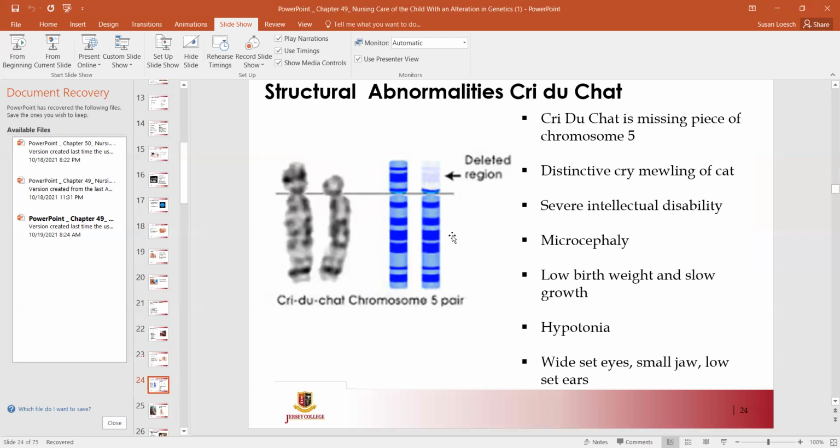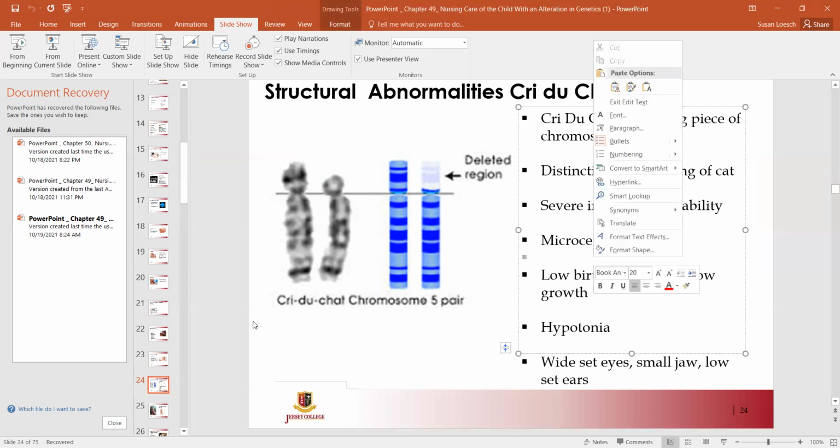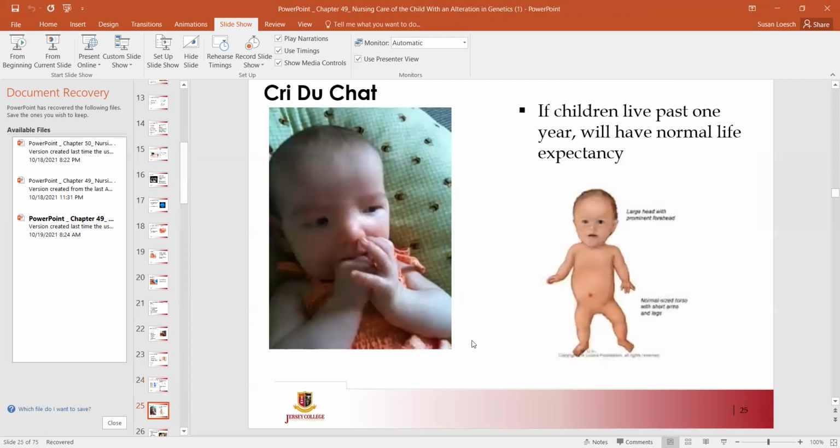The Cri-du-chat, okay, this is a missing piece of chromosome 5. You can see it missing here in this deleted region. So the patient will have a distinctive cry that sounds similar to a cat, severe intellectual disabilities, microcephaly, low birth weight and slow growth, hypotonia, wide set eyes, small jaw, and low set ears. With Cri-du-chat, if the children live past 1 year, they usually have a normal life expectancy.